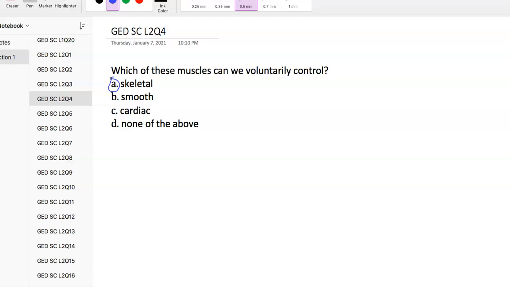We don't have control over smooth muscles or cardiac muscles, and they work without our conscious effort. The skeletal muscles, though, are connected to bones and provide the mechanical force needed to move. Smooth muscles can be found in the digestive system or in the surrounding blood vessels, mediating blood pressure. Cardiac muscles are found in the heart. Okay, so those are the differences of those answer choices.